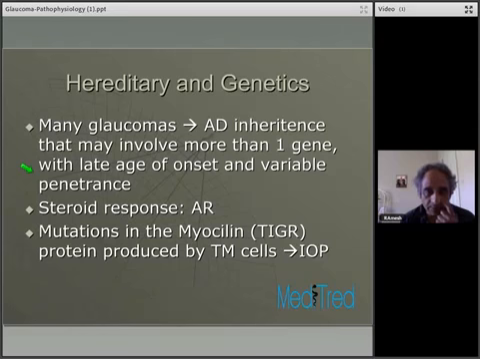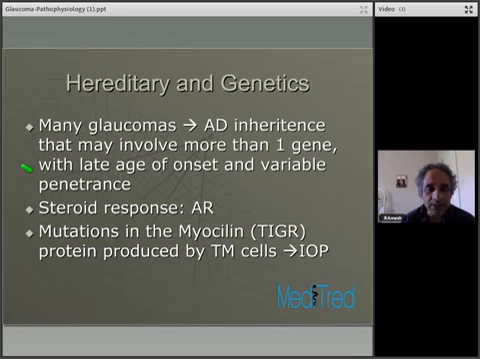In regards to hereditary and genetic factors leading to glaucoma, most glaucomas are of autosomal dominant inheritance that may involve more than one gene, with late age of onset and variable penetrance. Remember this. For those of you who are taking your boards or preparing for your exams, wherever you're located, this is a frequently asked question. There are a couple of exceptions. Steroid-responsive glaucoma is supposed to be an autosomal recessive disorder.